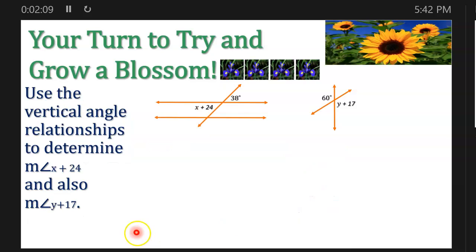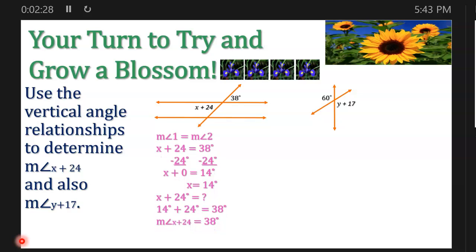All right, the last one, use the vertical angle relationships to determine the measure of x plus 24 over here and y plus 17 on this side. The measure of angle 1 equals the measure of angle 2, so those two have to be equal to one another. Subtract your 24 on both sides, and x is going to be 14 degrees.